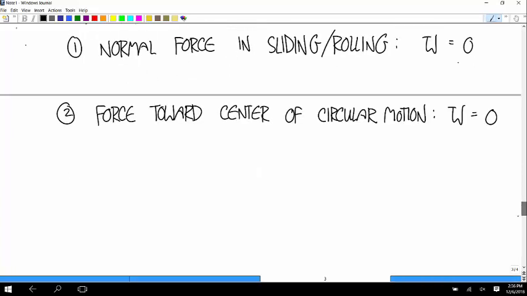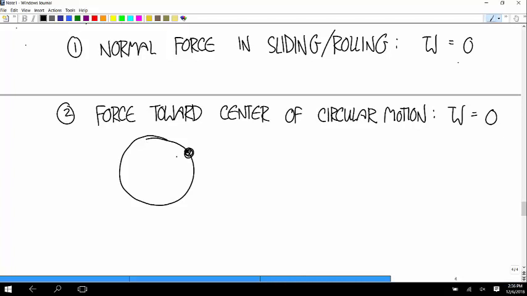So why is that? Imagine the case of a ball on a string being spun around in a circle. What's the direction of the velocity at this point? Well, that's hard to describe, but it's this way, right? That's the direction of motion. What's the direction of the force applied by that string? Toward the center. And so those two, again, are perpendicular to each other all the time. And because of that, that string doesn't do any work.